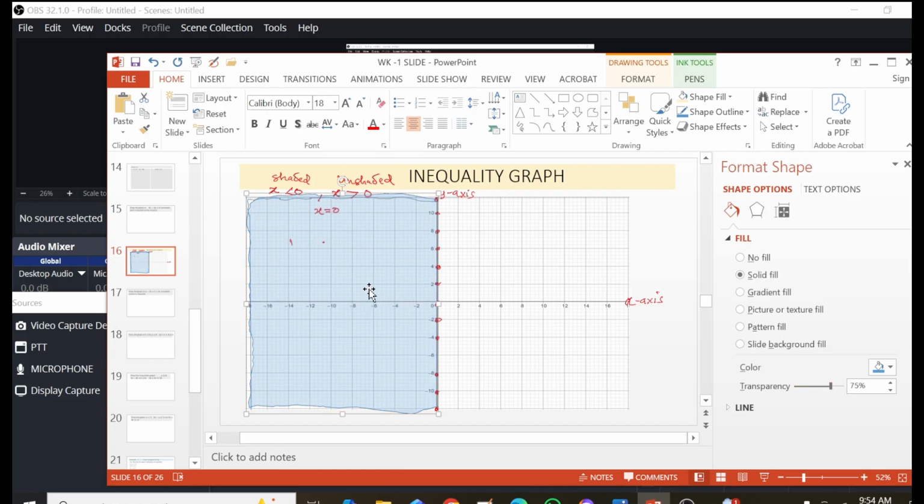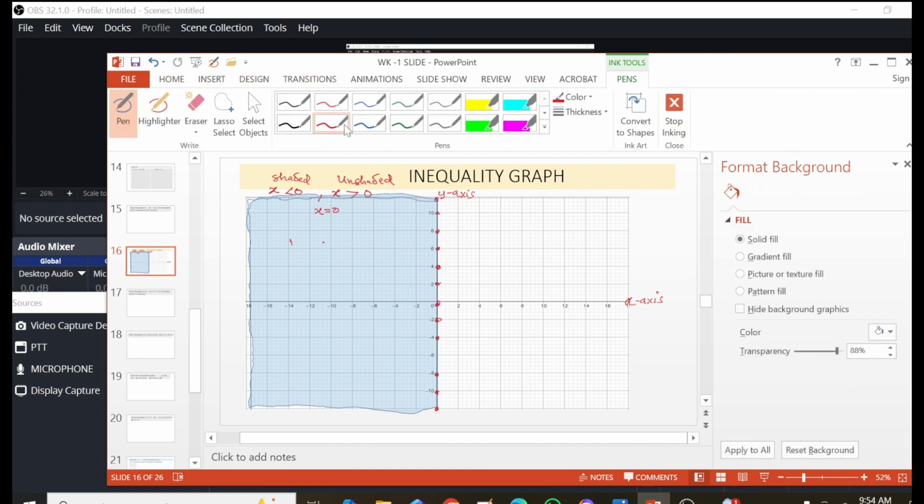Can you see? This shaded region is where our s is less than 0. This unshaded region, the whole of this place, is where s is greater than 0. I said the unshaded region should be s greater than 0, so the shaded region should be s less than 0.